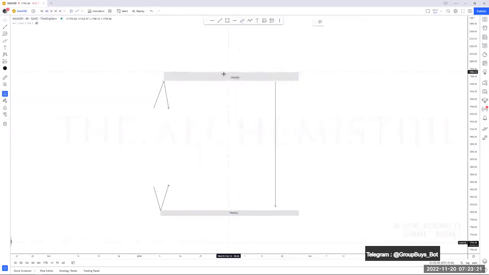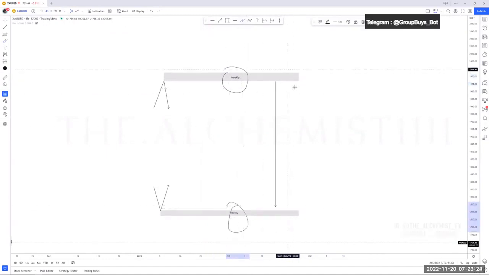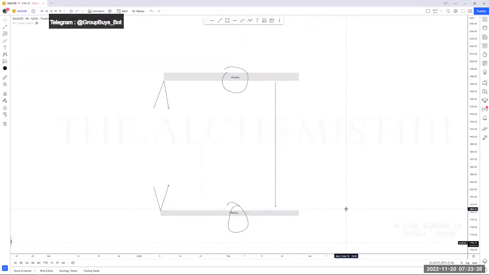Now I'll show you examples. If it starts on a weekly, it ends on a weekly. If it starts on a monthly, it ends on a monthly. If it starts on a daily, it ends on a daily. Now the next thing is, how does the storyline start, and how does it end?